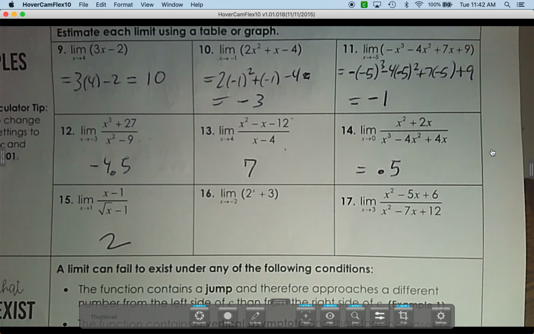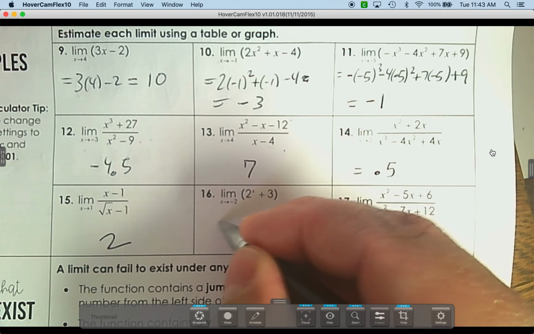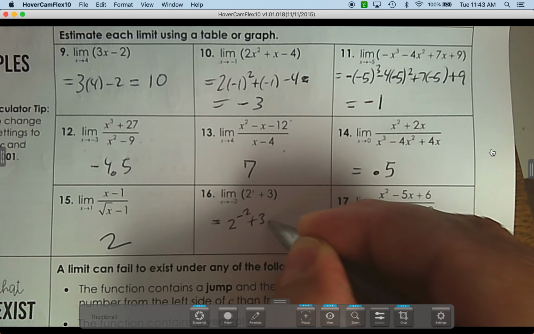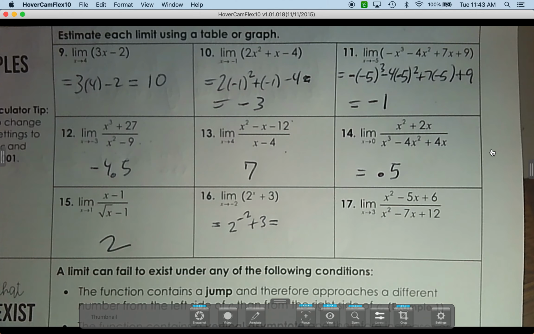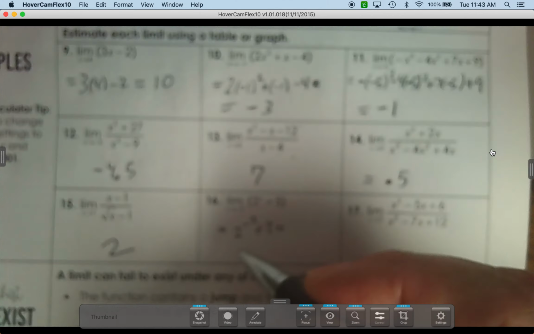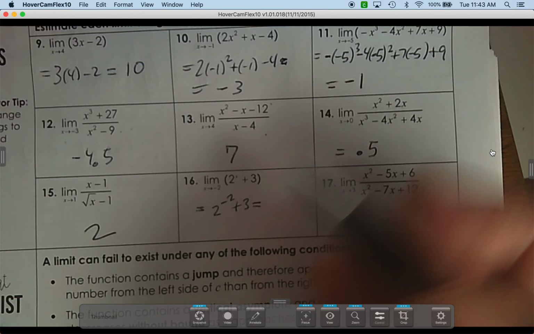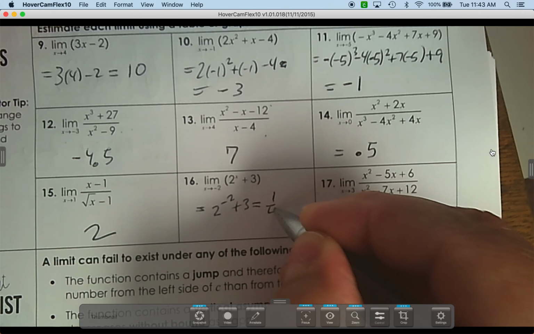All right, number 16. Can I just do a substitution here? So 2 to the negative 2 plus 3. That's not 0 over 0. That's an answer. So what is a negative exponent? Well, that just means you do the reciprocal. So 2 squared is 4, but the reciprocal is 1/4.